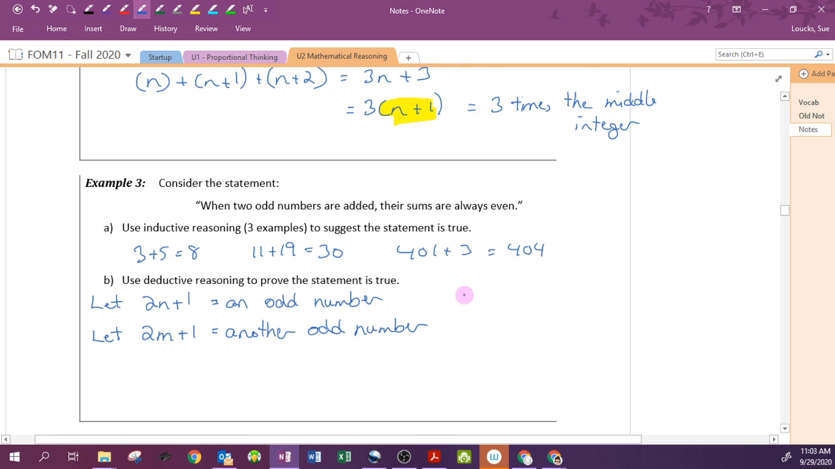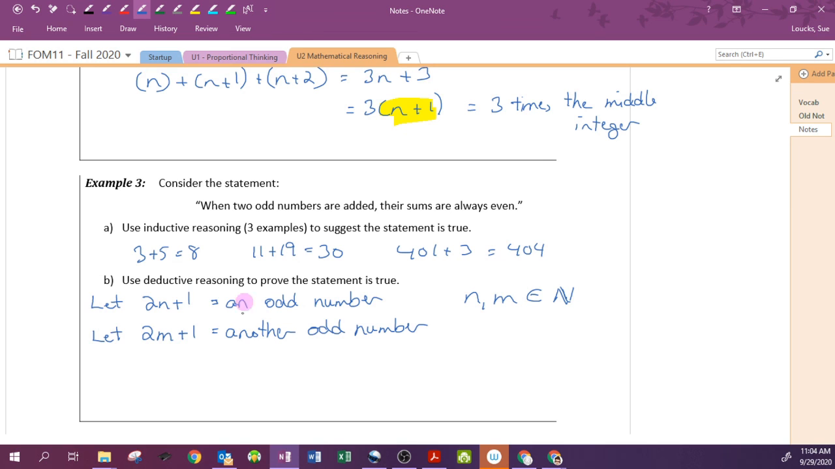And then I should say that n and m are both natural numbers. Okay. So m and n are not decimals and they're not fractions, they're whole numbers. So any whole number that you give me, if I multiply it by 2 and add 1, I end up with an odd number. Any whole number you give me that I multiply by 2 and add 1 gives me a different odd number.